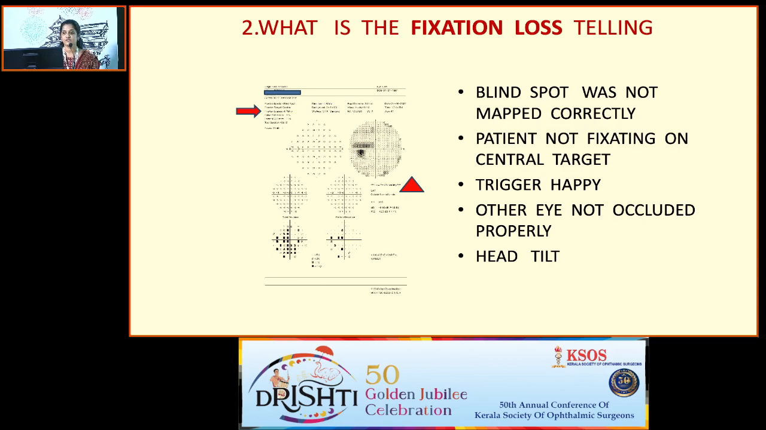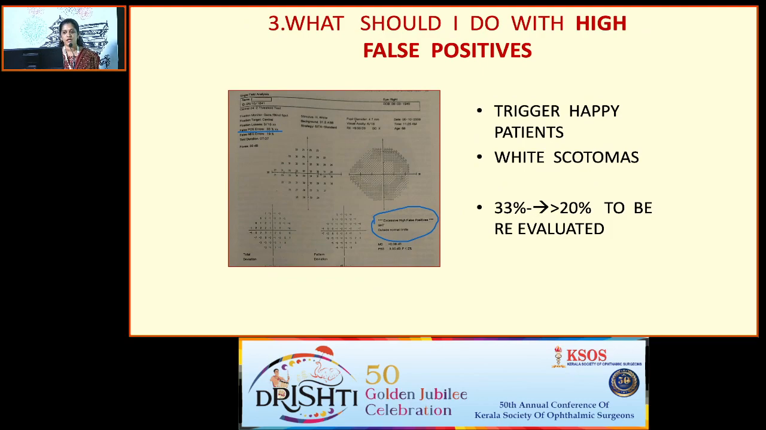So what could have happened is that the blind spot was not mapped correctly, the patient was not fixating on the central target, or it could even have been a trigger happy patient, or the other eye was not occluded properly, so the patient kept on moving the eyes, or a head tilt. Now, false positives always happen with trigger happy patients, and in the grayscale you can see white scotomas.